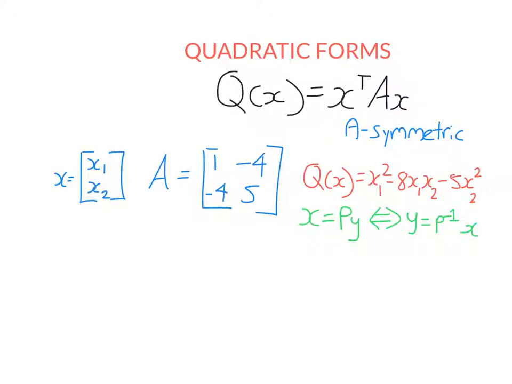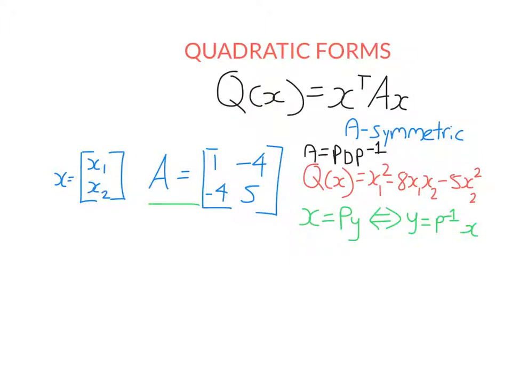Now, because A is symmetric, as I said before, and as you've seen in previous lessons, it's orthogonally diagonalizable. We can write A equals PDP inverse for some orthogonal matrix P and diagonal matrix D.